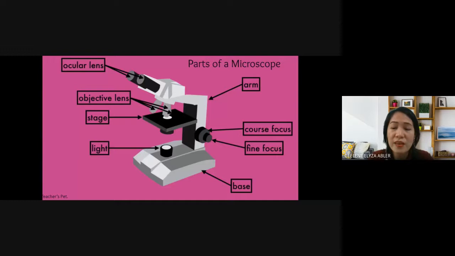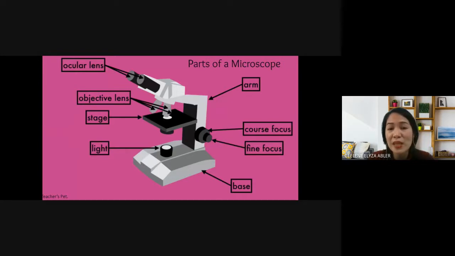Okay, we have different types of microscopes. We have the transmission type. We have the scanning type. Okay, so we have the transmission electron type. We have that scanning electron type, SEM. So, those are the types of microscope.